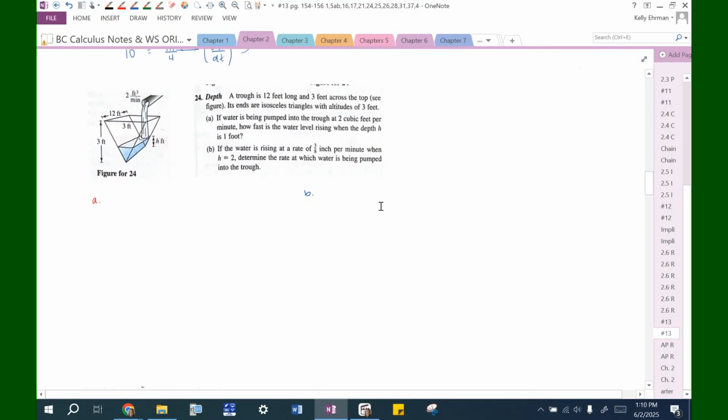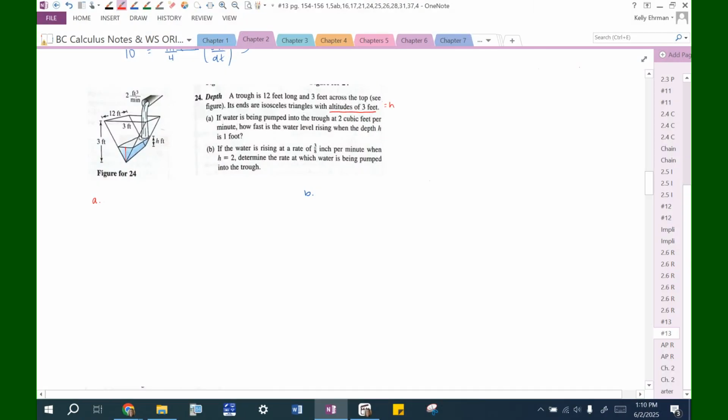All right, for number 24, a trough is 12 feet long and 3 feet across. See this figure? 12 feet long, 3 feet across, and its ends are isosceles triangles with altitudes of 3 feet. Now, when they say altitudes, I want to coordinate that to the picture. That's the height, right? The depth of this water would be the altitude of whatever triangle we're looking at.